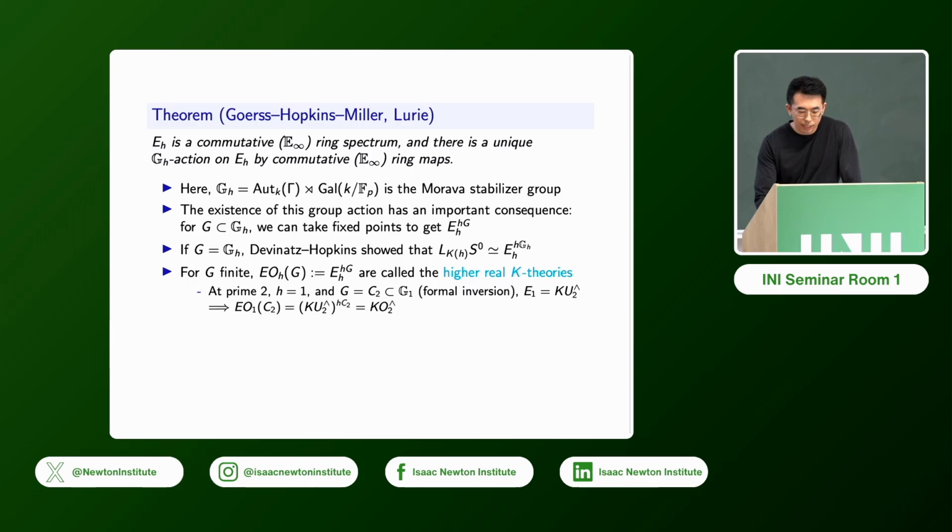What I can also do is take G to be a finite subgroup of G_h. I'm going to denote these fixed points by EO_h^G, and they're commonly called the higher real K theories for the following reason. At prime 2, if my height is 1, and I take G to be C_2, which corresponds to the formal inversion, then E_1 is complex K theory, 2-completed. If I take this C_2 homotopy fixed point, I get KO, the real K theory, 2-completed. For this reason, the EO theories are called the higher real K theories.